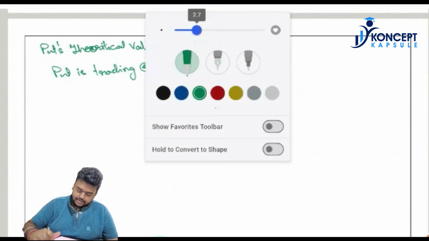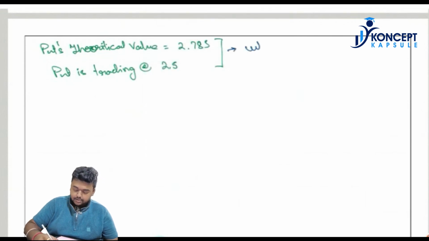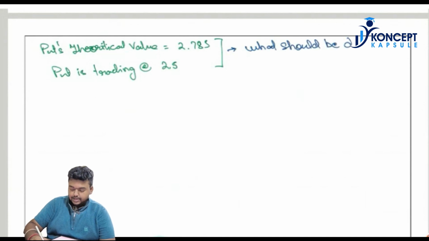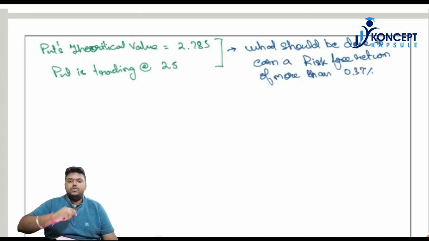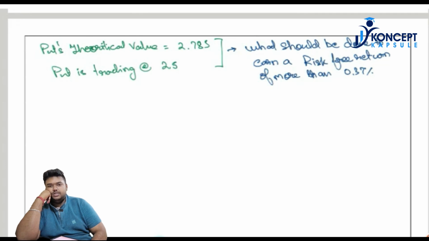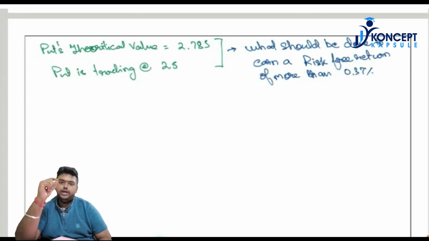The question is asking us what should be done to earn a risk-free rate of more than 0.37%. So we are given that the risk-free return is 0.37, but the question is saying that there is a difference between the theoretical put value and the actual put value. Basis that, what should we do?